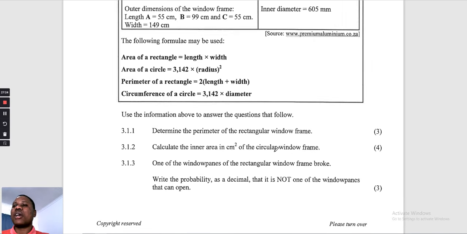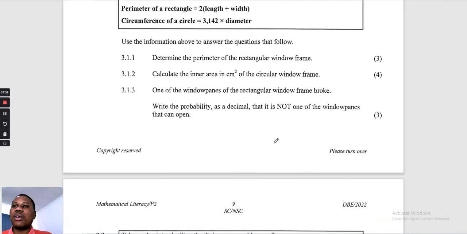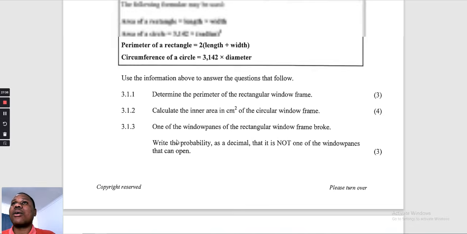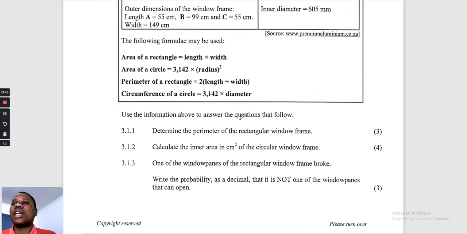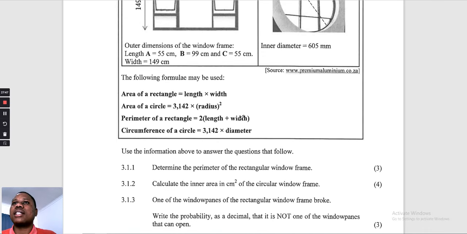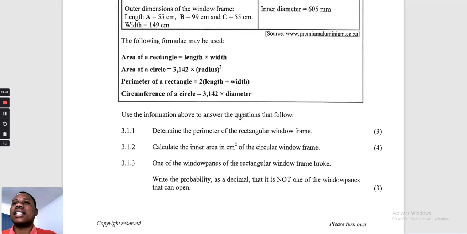Now they say determine the perimeter of the rectangular window frame. We know that when we calculate the perimeter, we calculate the distance around the object. So we are going to calculate the distance around this window frame. How can we do that? We can see that we are given A as 55, and those are the length.